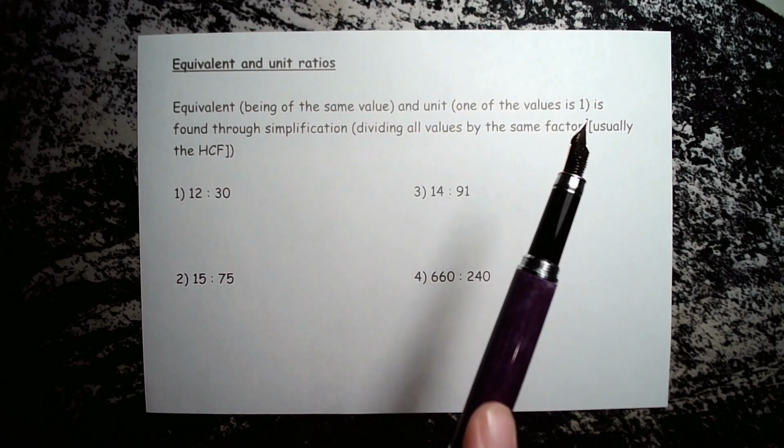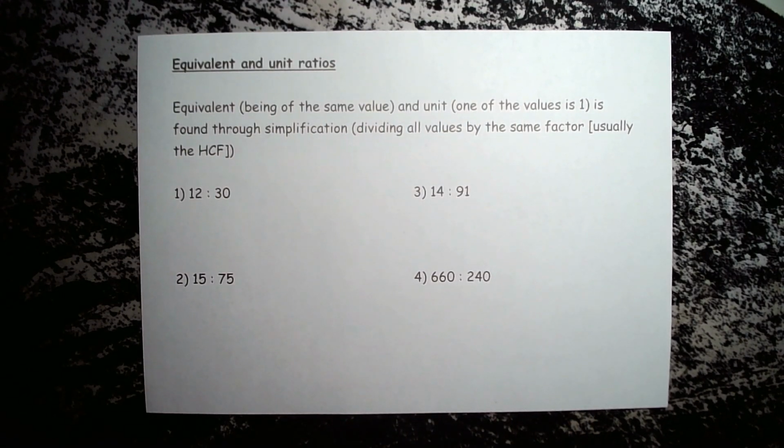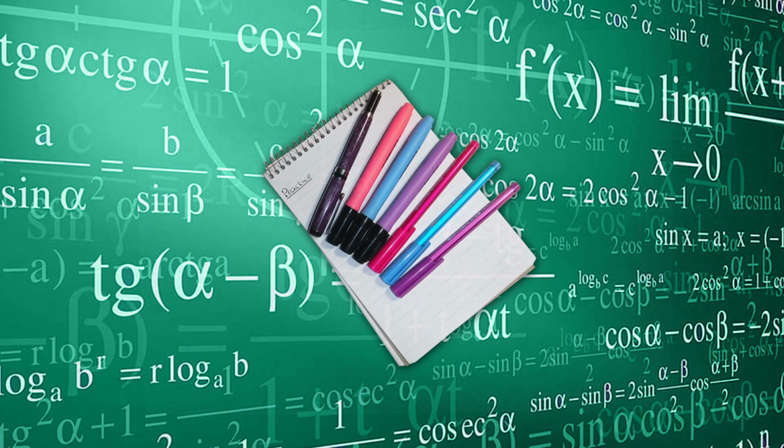Equivalent and unit ratios are found through simplification. Simplification means dividing all values by the same factor, which is usually the highest common factor. You can either use the highest common factor immediately if you know what it is, or you can use the step-by-step method, which is dividing by prime numbers, starting with the smallest one you can possibly use, and then when you can no longer use that one, moving up to a larger prime number.